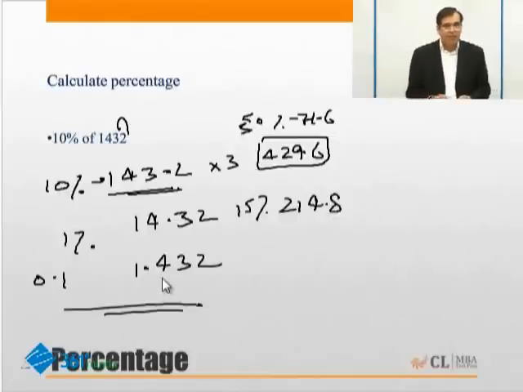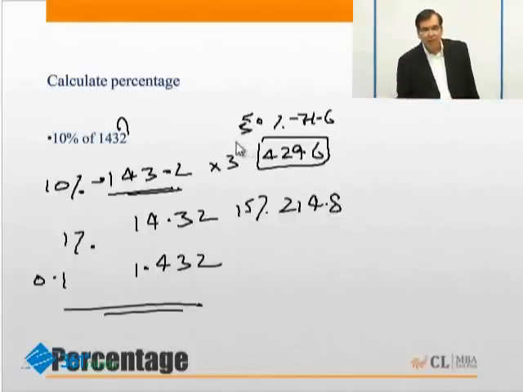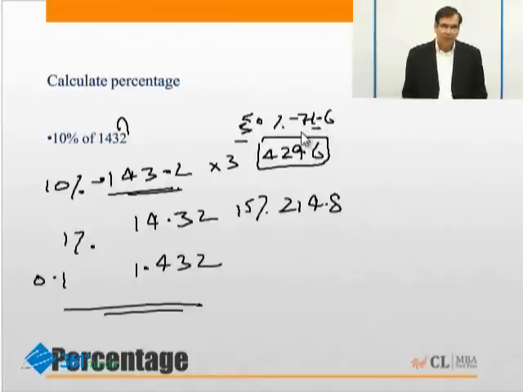How much is 2.5% of 1432? It is half of 5%. 5% is 71.6. Half of that, 2.5%, will be approximately 36, or if you want to be very accurate, 35.8. Okay. How much is 3.33%? It is one third of 143.2. How much is 13.33%? It is 10 plus 3.33%.